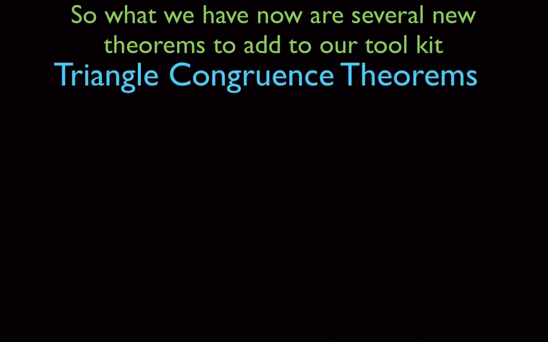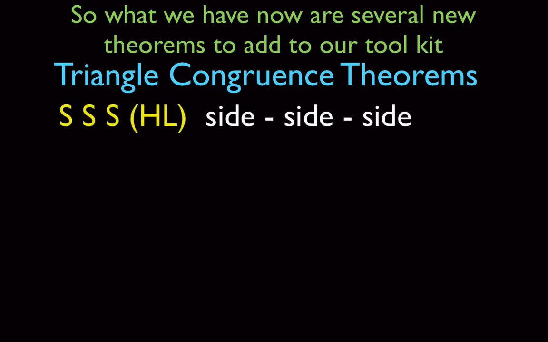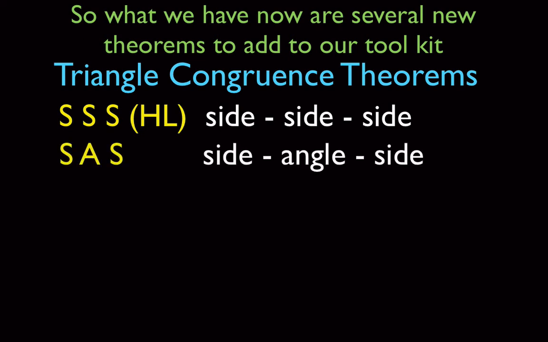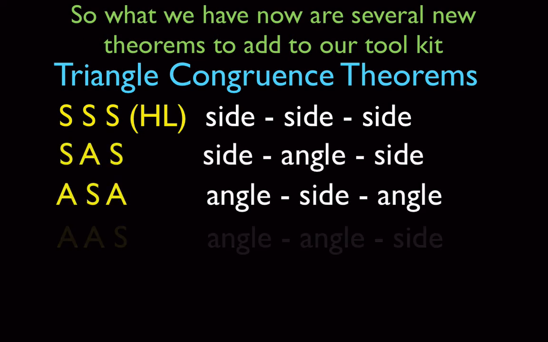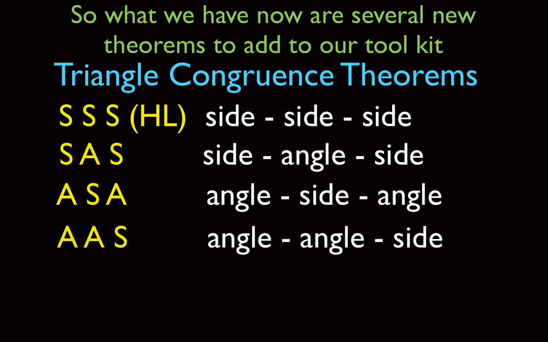There are ones that do prove congruency, and there are ones that don't. The ones that do prove congruency are side, side, side, which can also be hypotenuse leg, side, angle, side, angle, side, angle, and angle, side. The ones that are not able to prove congruency are side, side, angle, and angle, angle, angle. So really, I like to look for the ones that don't work. When I notice it's one of the ones that don't work, I just say not necessarily congruent and move on.